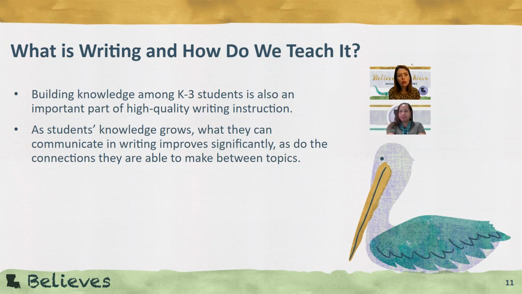As students' knowledge grows, what they can communicate in writing improves significantly. So think about that. That work building knowledge will pay dividends over the long term. You might think they're going to forget about the 5 senses that you taught them in kindergarten. They're not. As they move into their learning about the human body in 2nd and 3rd grade, they're going to reference that learning in their writing, and they're going to be much more sophisticated writers because of all of that knowledge that you've built in them systematically over time.